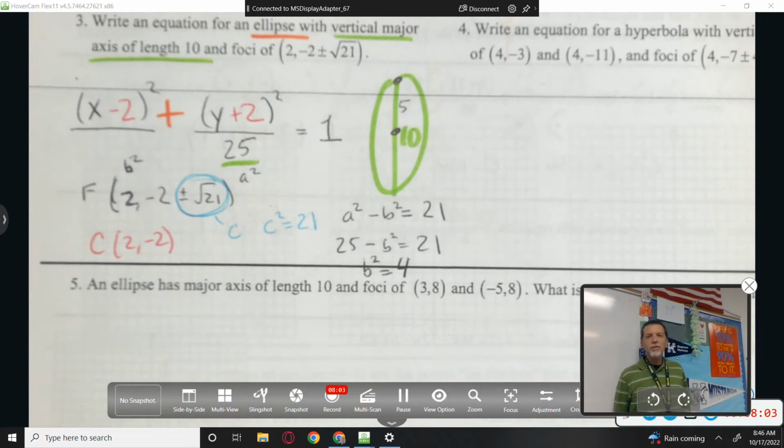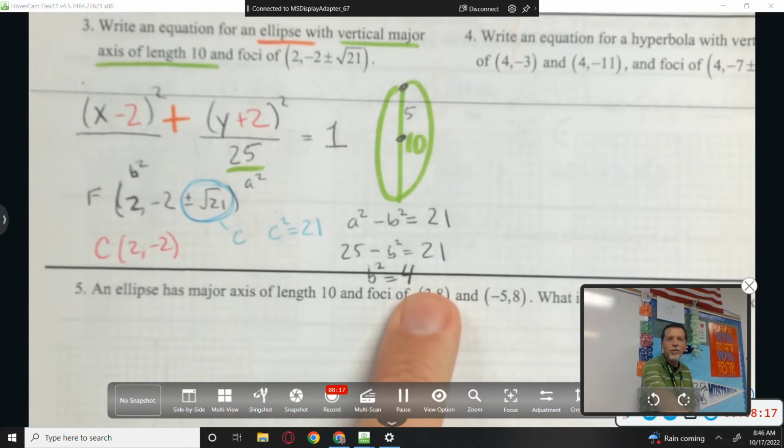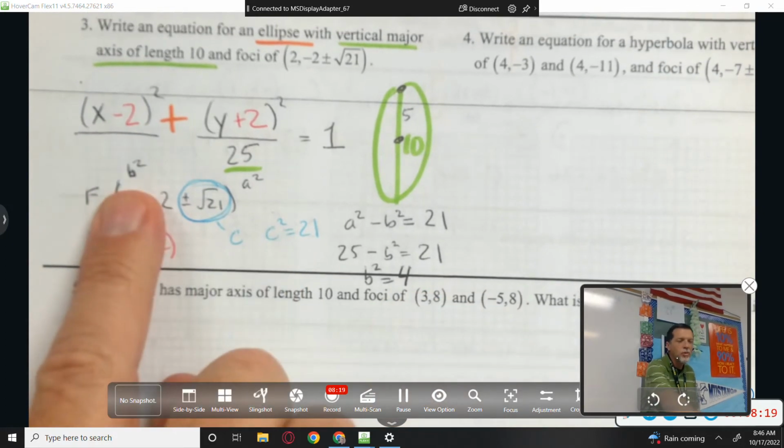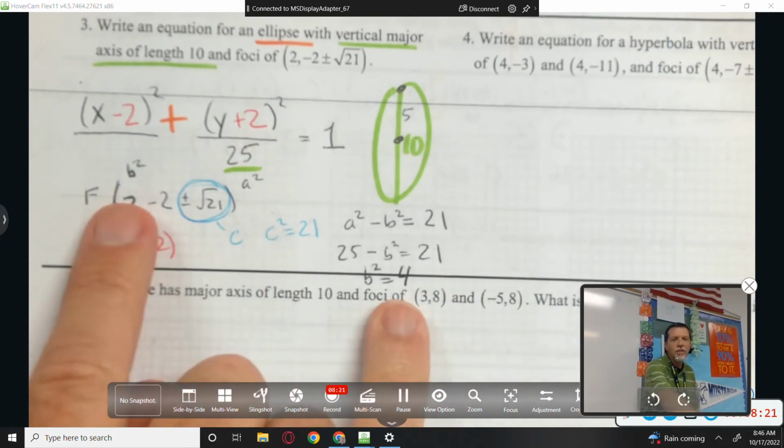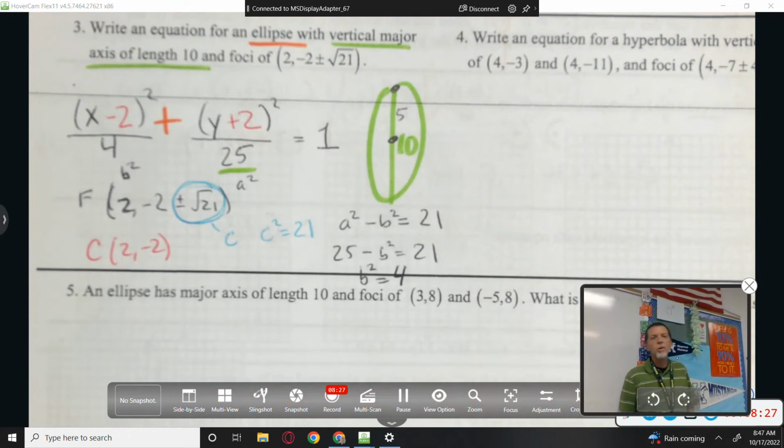What do you want to do with the 4? So it's okay to square root it, but in the problem, what do you need in the equation? B squared. So you can square root it to get 2, but then you've got to square it right back to get 4. So hopefully you save yourself a couple of easy steps. B squared is 4, but b squared is what we need, so I'll just put the 4 under the x.